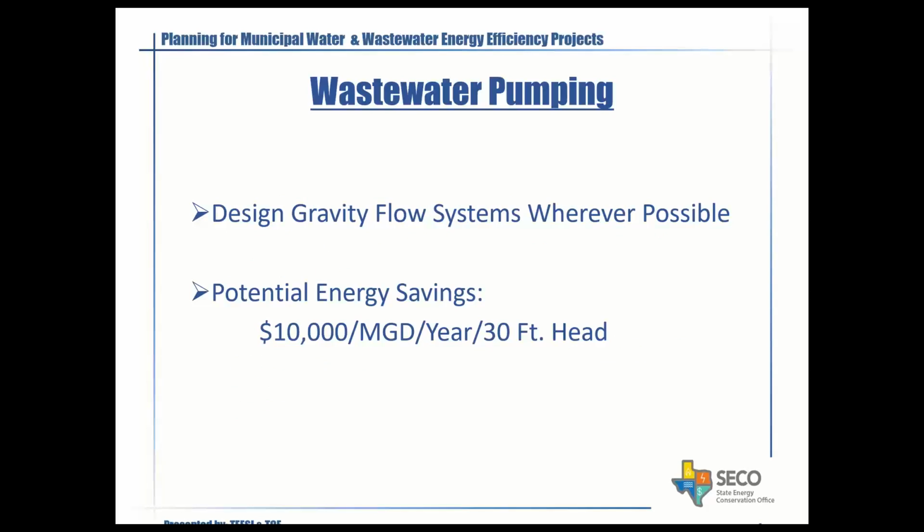In wastewater, we look at your use of gravity flow systems, and we recommend using them wherever possible. We found that a lot of developers that go into cities don't like to use gravity flow. They like to pump because gravity flow is more expensive than pressure systems, and it ends up costing the city a lot of energy dollars over the year. So we estimate your potential energy savings at $10,000 per MGD per year for every 30 feet of head that you have to pump.